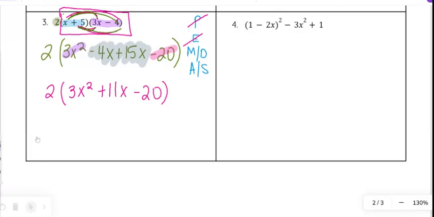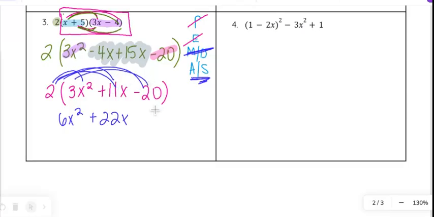Now that I've done everything in the parentheses to multiply and divide from the beginning there, and I did any simplifying that followed in the parentheses from that, now I can go ahead and look back and see if there's any other multiplication and division. And we do see that 2 can get multiplied through all the way before we technically move on to that addition and subtraction. So 2 times 3x squared is going to be 6x squared. 2 times 11x is going to be 22x. And 2 times negative 20 is negative 40.